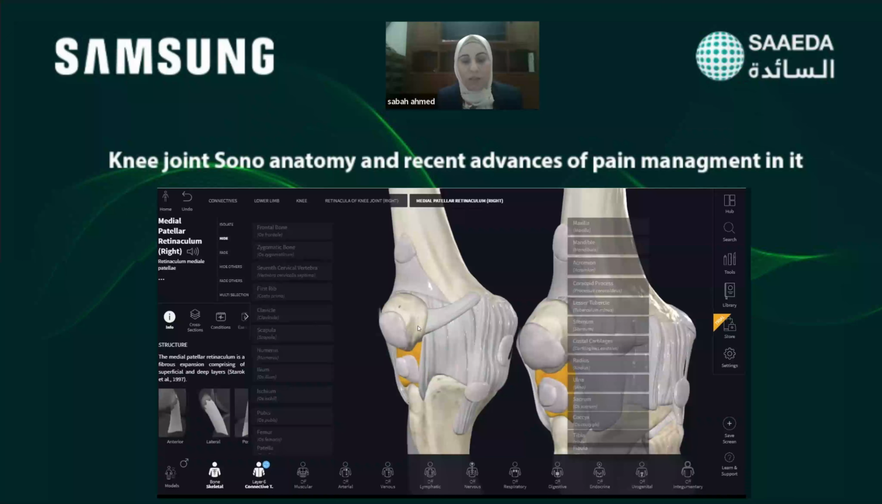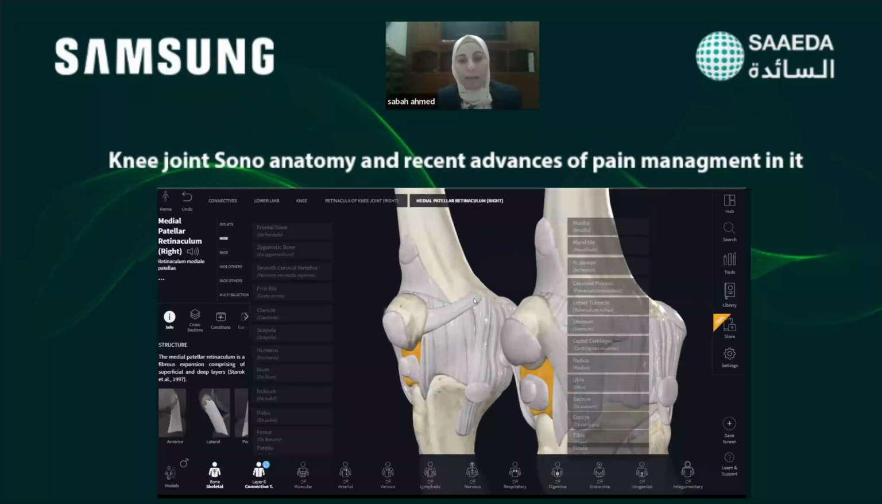This is the ligament which is from the patella toward the upper part of the tibia. This is the patellotibial ligament. Imagine that this ligament here. Okay, so this is the first layer, which is the medial patellar retinaculum. Beneath it, this is the medial patellofemoral ligament and the patellotibial ligament.